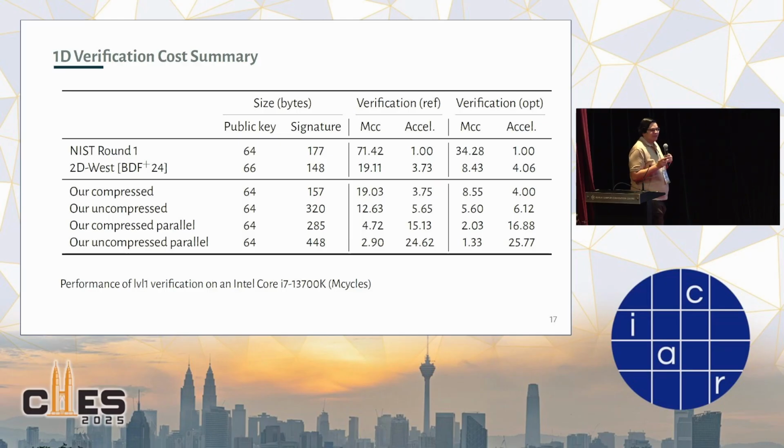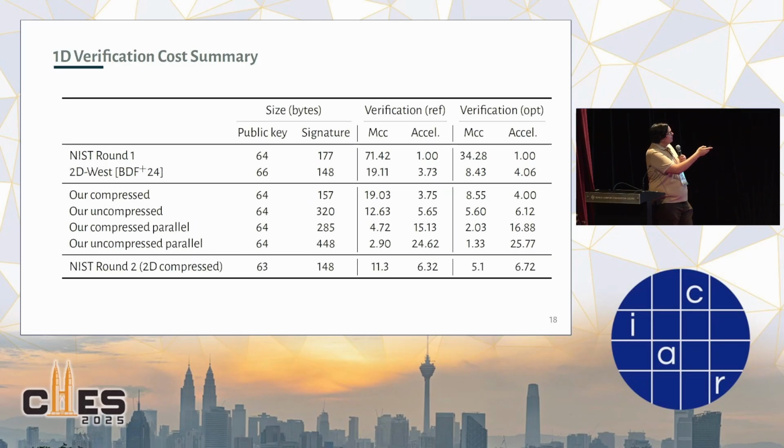Now, I would love it for the story to end here, but I do have to tell you the whole story, which is for round 2, we did decide to go for 2D rather than 1D. And turns out 2D also had a few optimizations left to do. So after optimizing 2D as much as possible as well, for the compressed signatures, we managed to drop this to just 5.1 million cycles compared to the 8.55 here. So a little bit of a negative result.